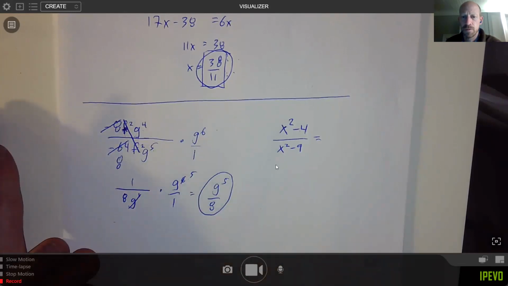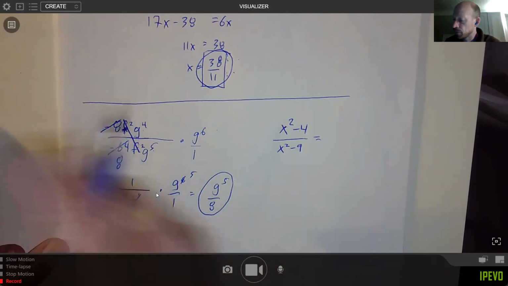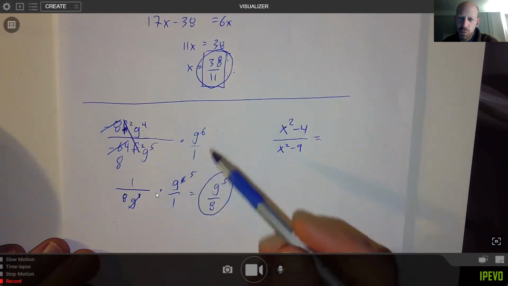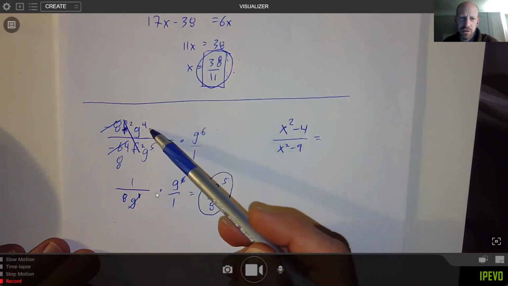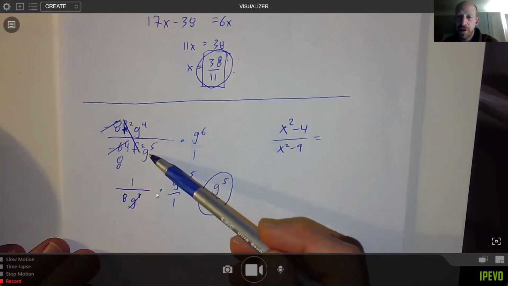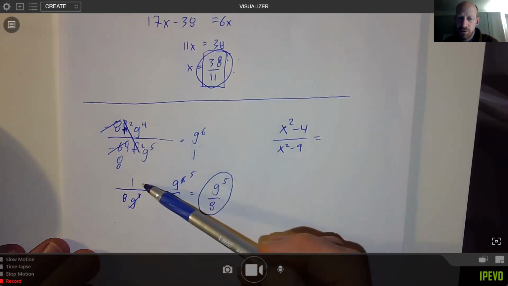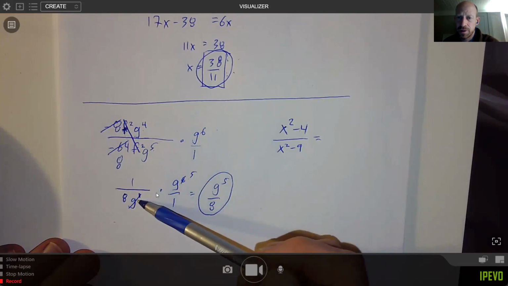Is that 1 divided by 8g? Well, it'd be g to the 1. You wouldn't normally write the 1 in there. It's because there's 4 g's on the top and 5 g's on the bottom. So 4 of them cancel, and you end up with just a single g on the bottom.